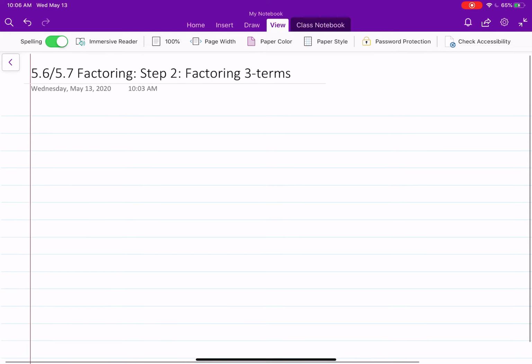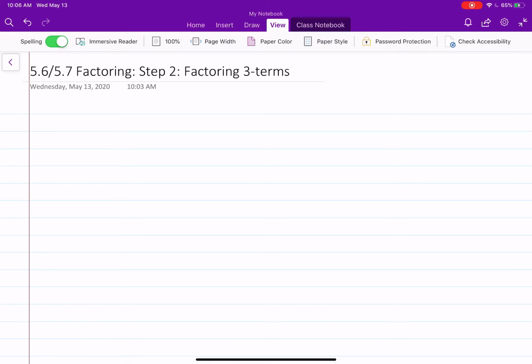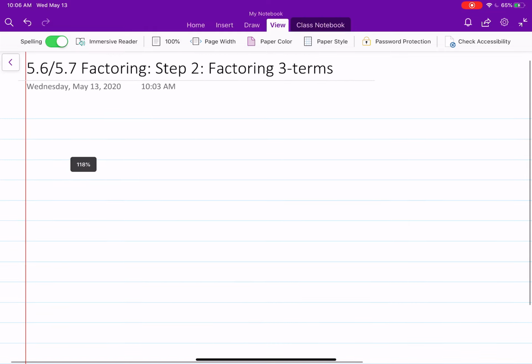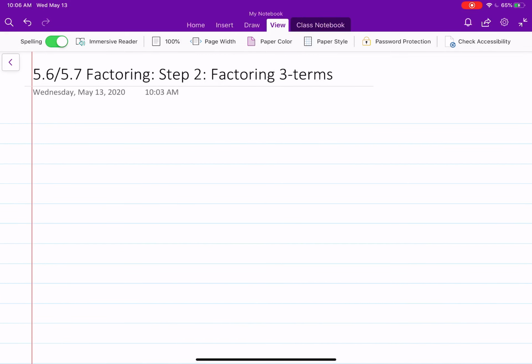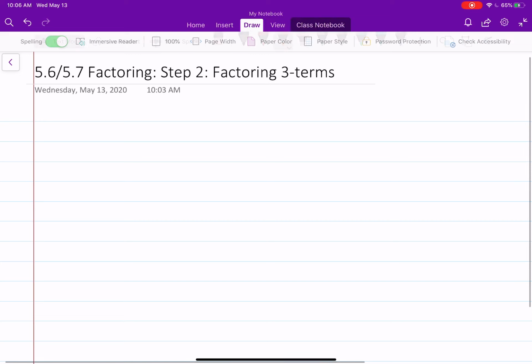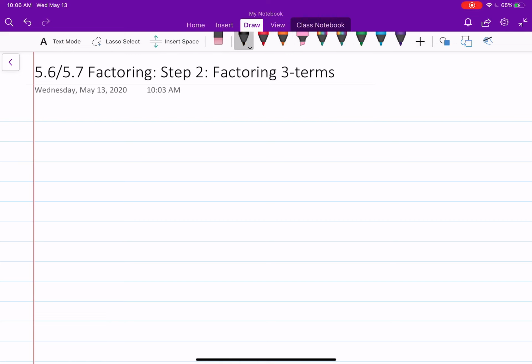All right, so today we're going to be talking about another step two in factoring, but this is in three terms. So last time we talked about four terms, this time three terms. All right, so what we are going to do is something called the AC method here. There are actually two ways of factoring trinomials. The first method is called the AC method.